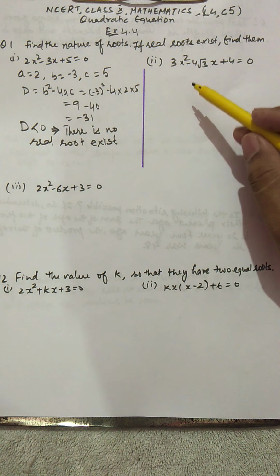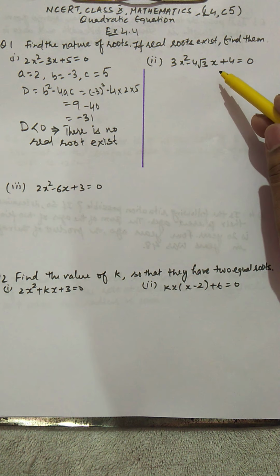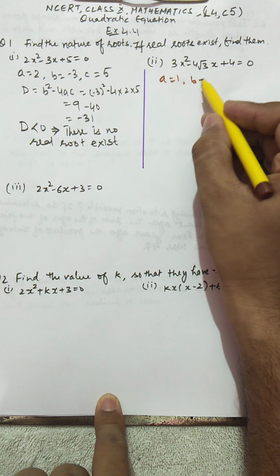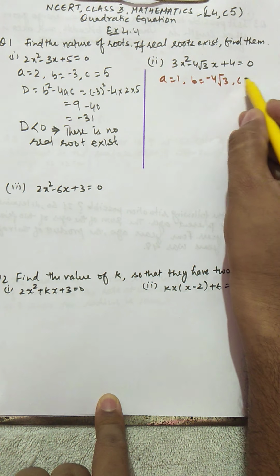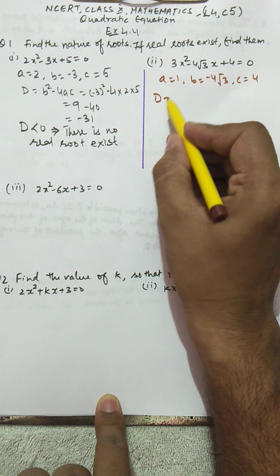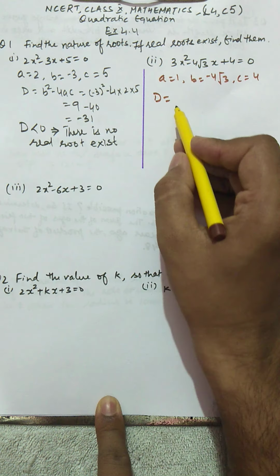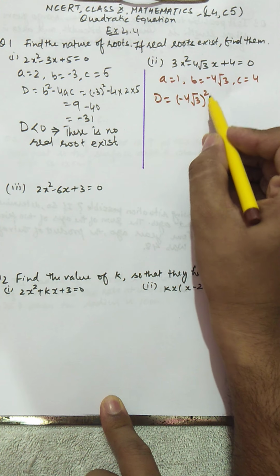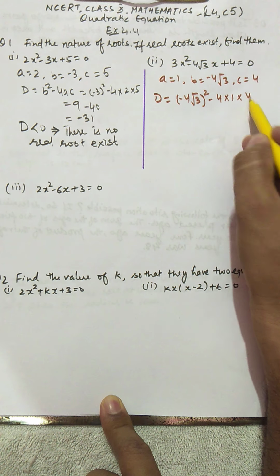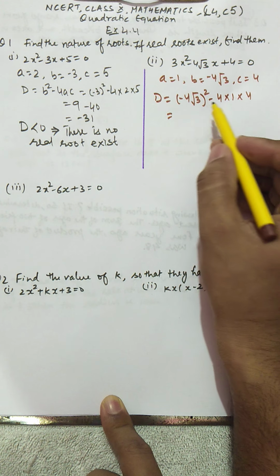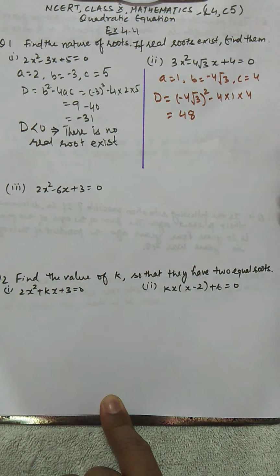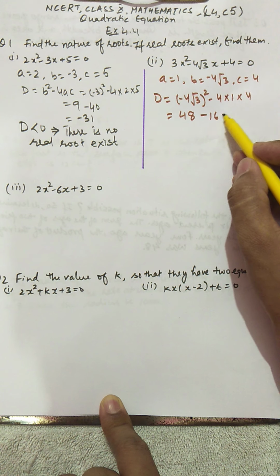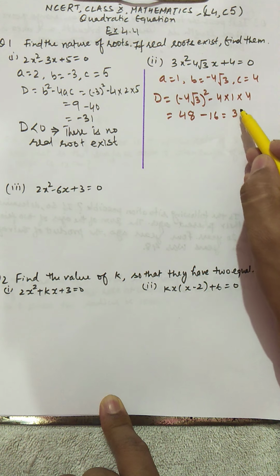This is your next part, 3x square minus 4 root 3 x plus 4. So again we'll find: A is 1, B is minus 4 root 3, and C is 4. So we'll find D. I have already written the formula, B square minus 4AC. So we do B square, this is 4 root 3 square, minus 4 into 1 into 4. So that is going to be 4 square is 16, and 16 into 3 is 48. So this is 48 and this is 16. So ultimately this is going to be 32.